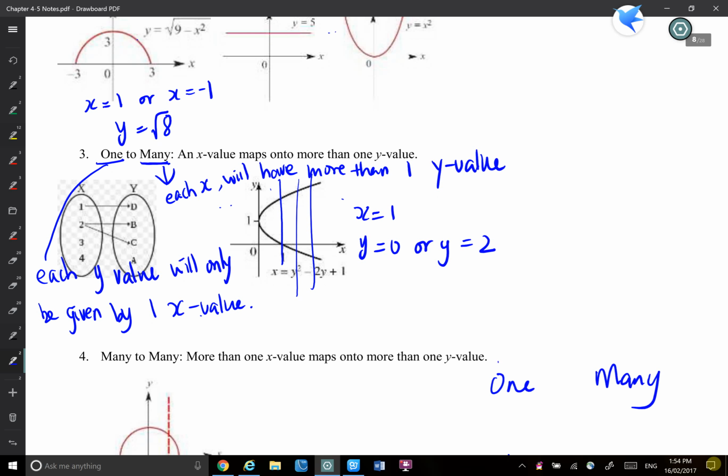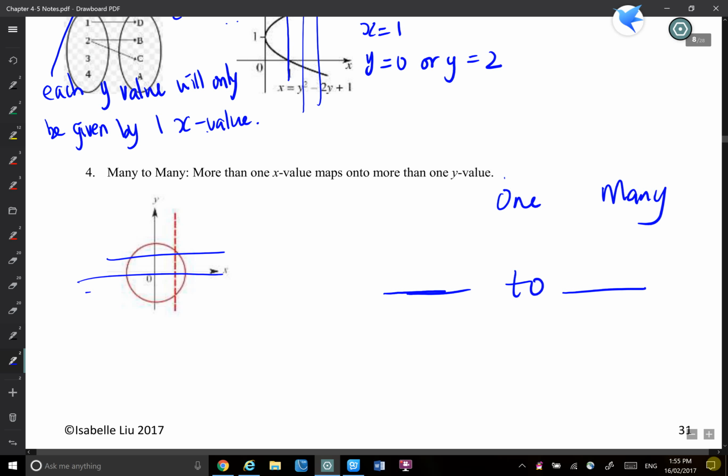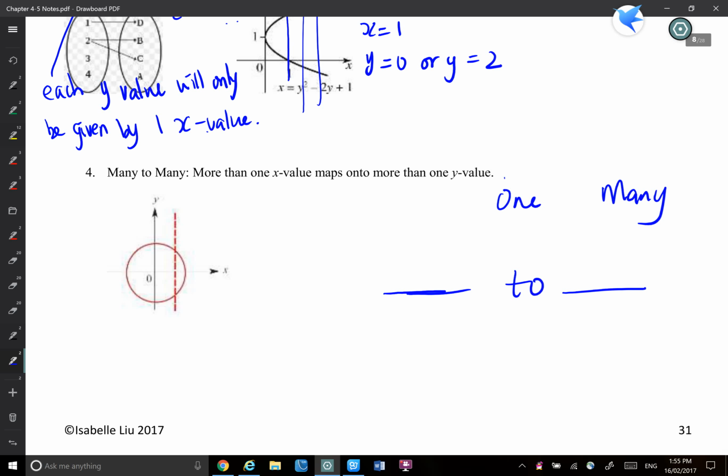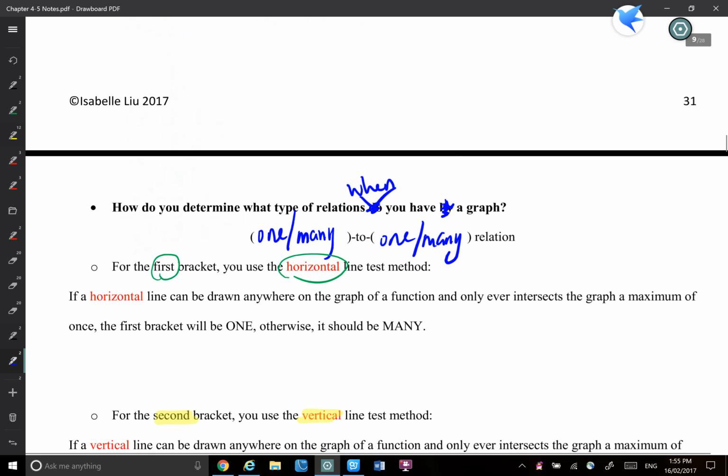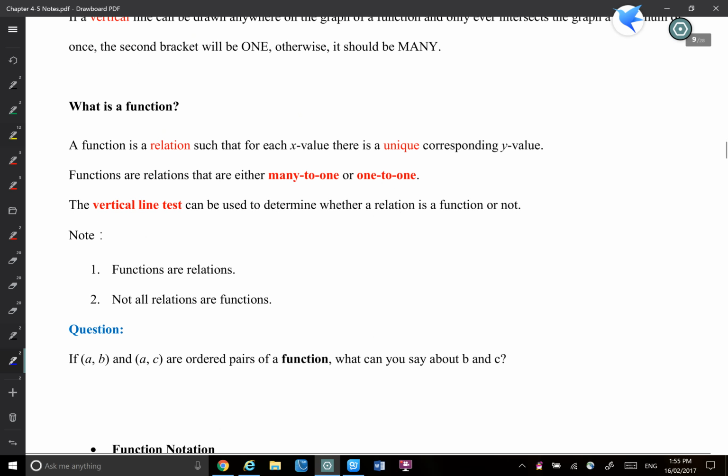Okay, so for the circle, can you see it's twice, which is many, for the first bracket, and it's also twice for the second one, so it's many to many. Okay, so we draw a horizontal line and a vertical line, and we try to think about what relationship we have. Okay, next definition.